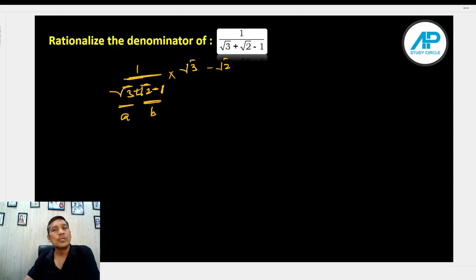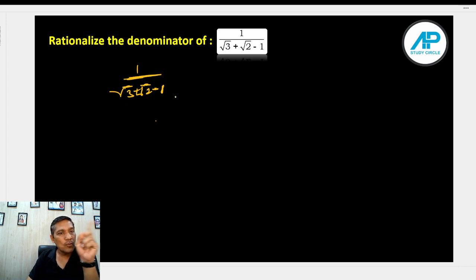Or I can do one more thing. If I give you a next approach, so I've got two options here. I realize that if you take the group as root 3 plus root 2 minus 1, तो आपको बाद में माइनस करने में प्रॉब्लम होगी. तो the best way is that हम इसको एक ग्रुप मान लेते हैं और इसको सेकंड टर्म मान लेते हैं.